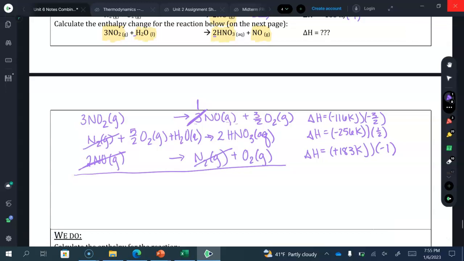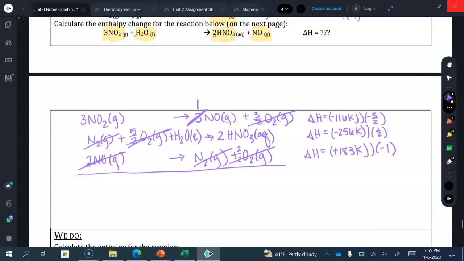And I have 3 halves plus 1 oxygen. Now 1 is the same as 2 over 2. So 3 halves plus 2 halves is 5 halves on my product side because they're on the right side of their arrows. And then I have 5 halves on the reactants. So these two together can cancel this one. And I check, I can't cancel anything else.